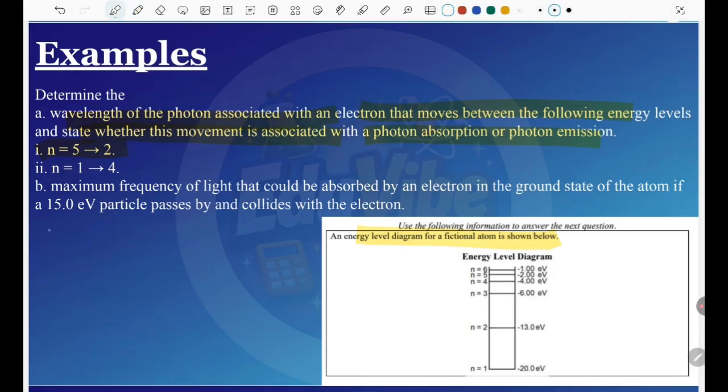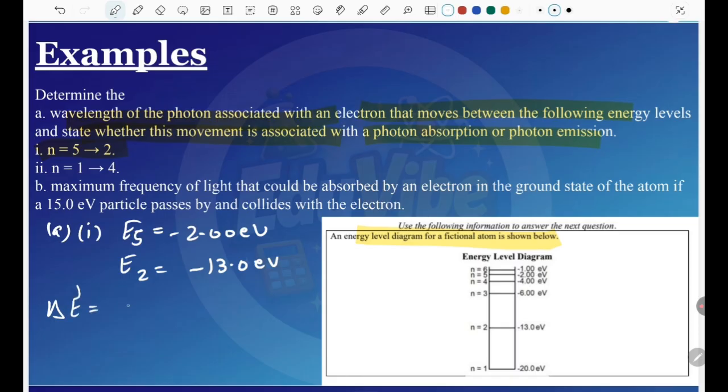So we do part A first. At E5, we have the energy given to us, which is minus 2.00 eV. We have the energy at level 2, which is minus 13.0 eV. We have to find delta E first. So we do final minus initial, which is E2 minus E5.